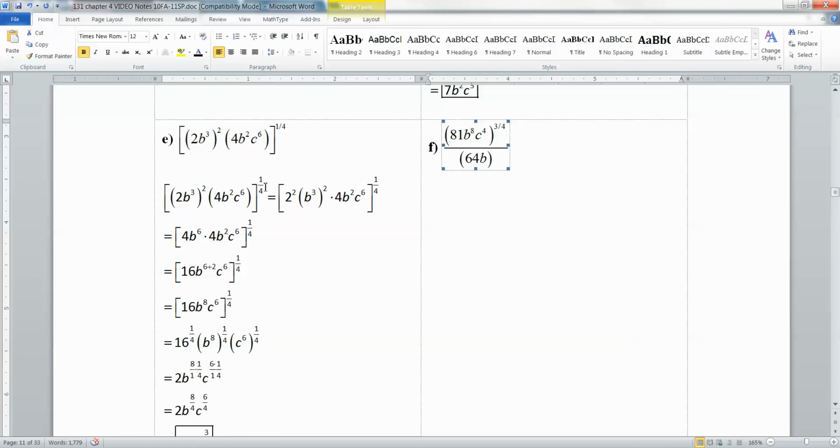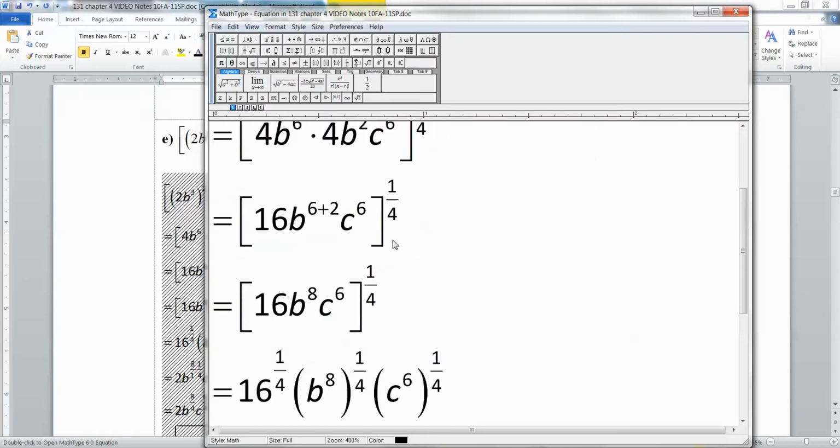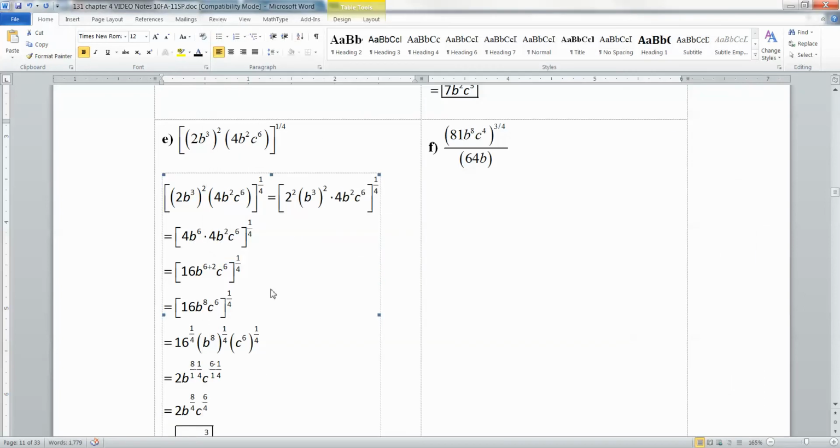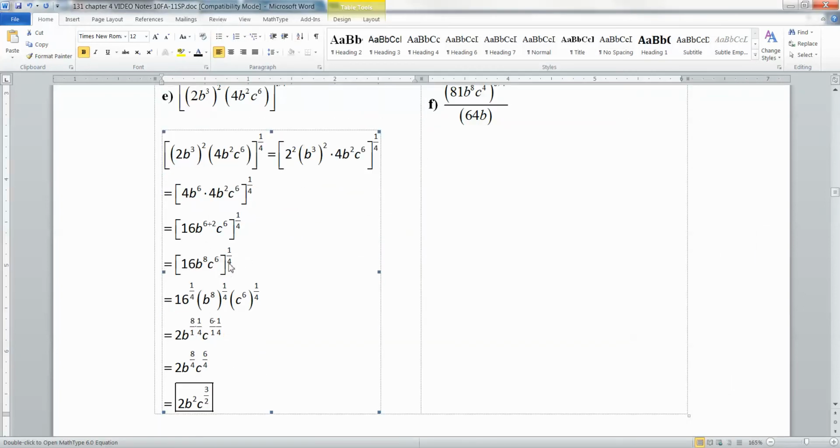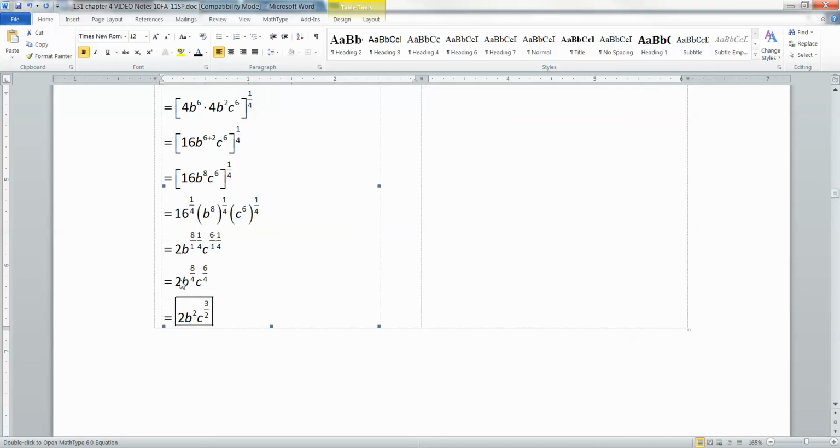I wrote it out again, no problem. Then I distributed my 2 right there. So I took 2 to the 2, B to the 3rd to the 2. Then I figured out that that was 4B to the 6. Then I combined that together. 4 times 4 made 16. 6 and 2 makes 8. And then C to the 6 just sat there. Then I distribute my 1/4 power, just like I did that 2 power earlier. Now I do it again for the bracket, so the 1/4. 16 to the 4th, B to the 8th to 1/4, C to the 6th to the 1/4. Then I have to simplify those down, and I get my final result.